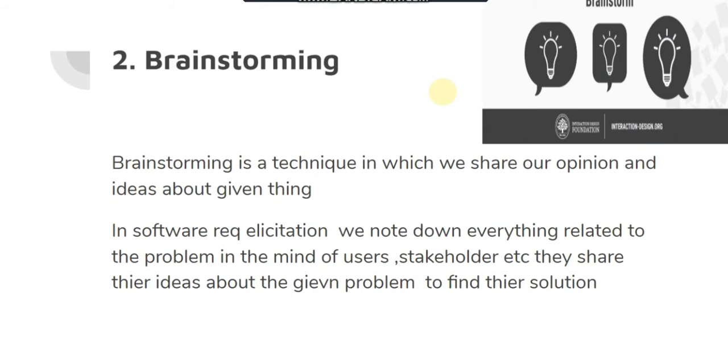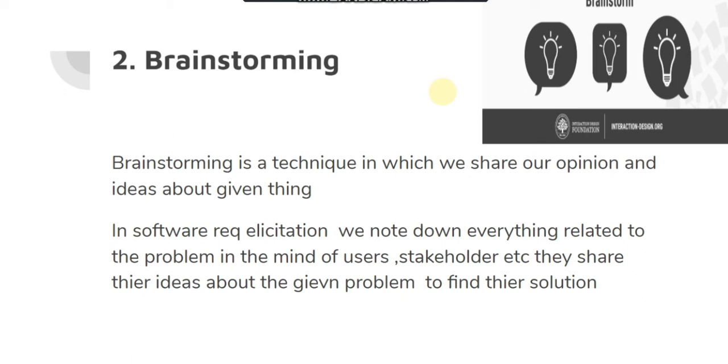Brainstorming is a way of noting down the ideas related to the system. In brainstorming, the developer will display the project name, and the user, customer, and stakeholders will give their ideas related to the system. The developer will try to categorize their ideas and convert them into requirements. Brainstorming is a technique in which we share our opinions and ideas about a given thing. In software requirement elicitation, we note down everything related to the problem in the minds of the user and stakeholders. They share their ideas about the given problem to find a solution.